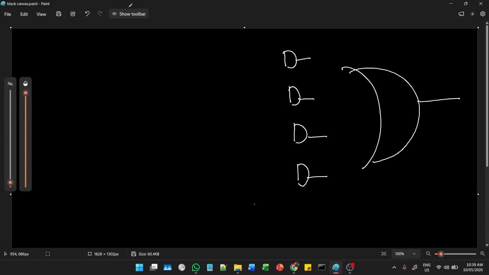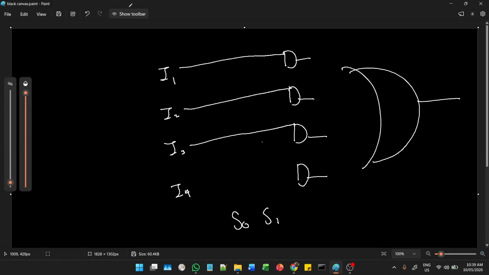So how does the AND gates work? Well, you have S0, S1, I1, I2, I3, I4. So this one connects to this one connects to this one connects to this one connects to this. So remember, I1 activates when both of these are 0. So again, we can make a no system and a yes system.